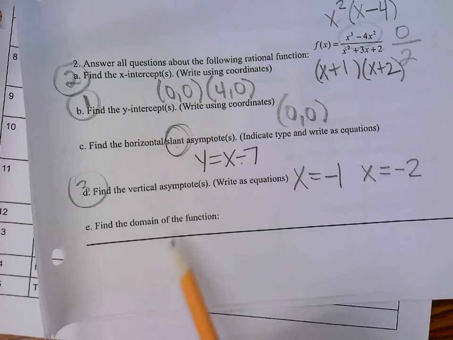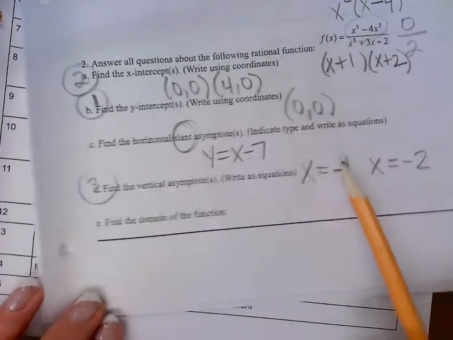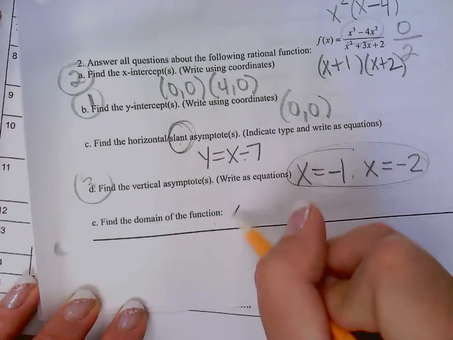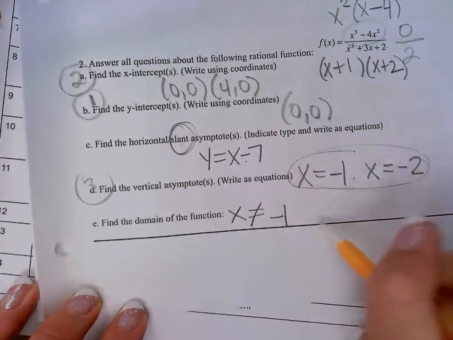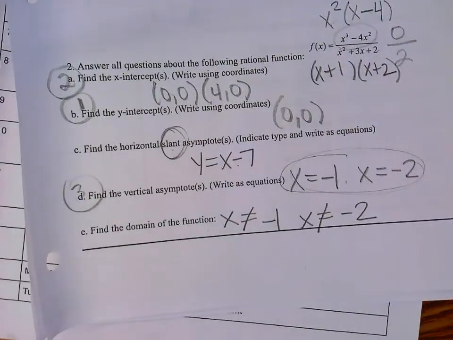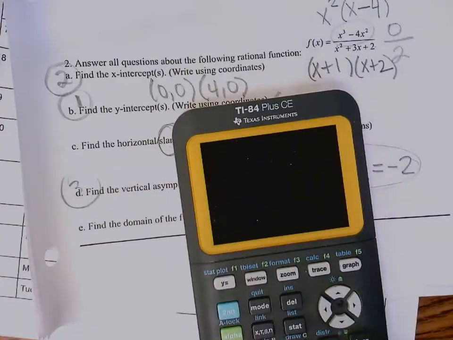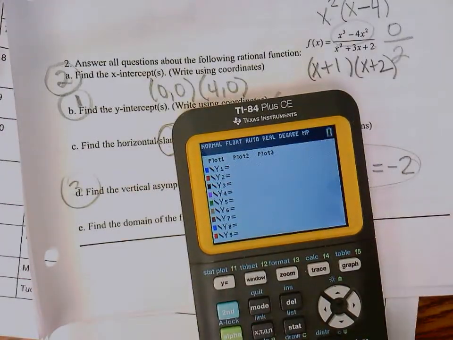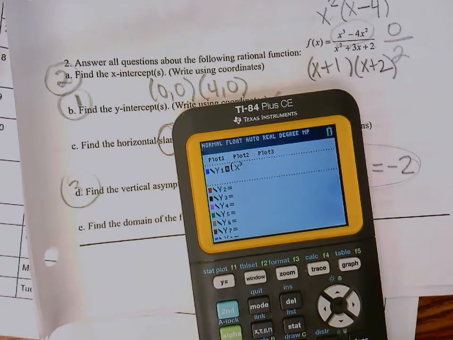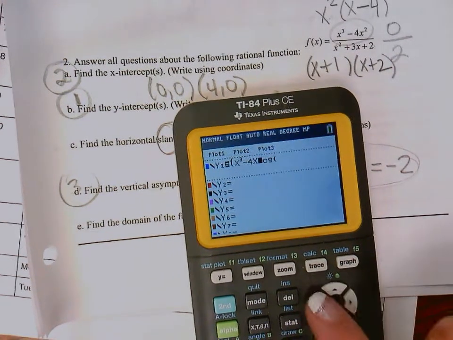And then it says find the domain. Remember that domain is directly linked with your asymptotes. So it would be x does not equal -1 and x does not equal -2. So I put that on there to help you remember how to write a domain correctly. Your range, you should always look at your graph to see what the range is. I didn't ask you the range, but if you are graphing them by hand or you have a calculator section, I would definitely take the time.